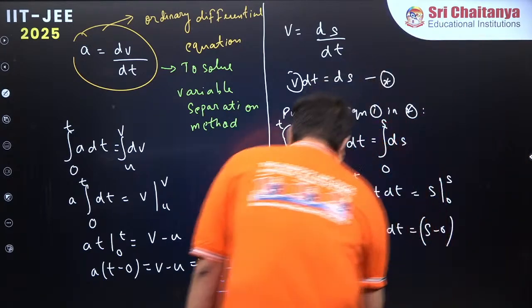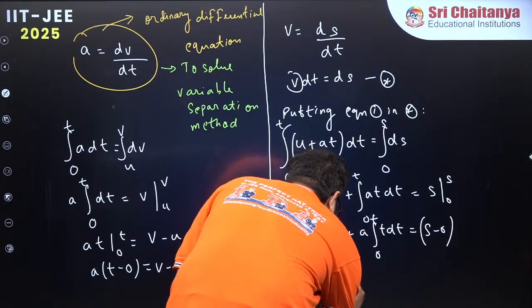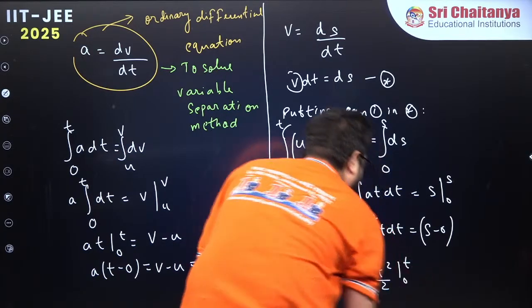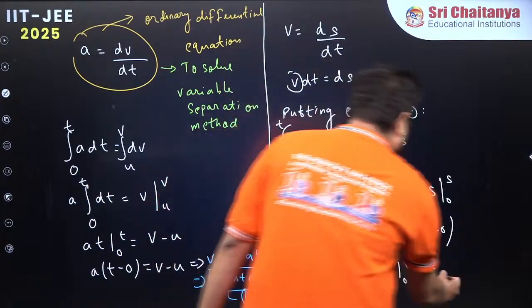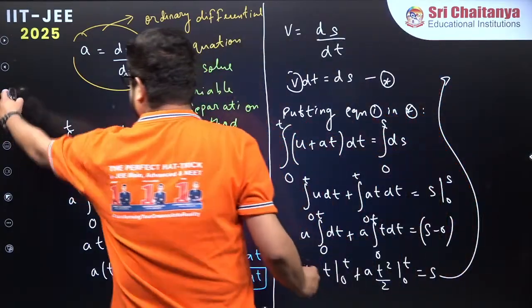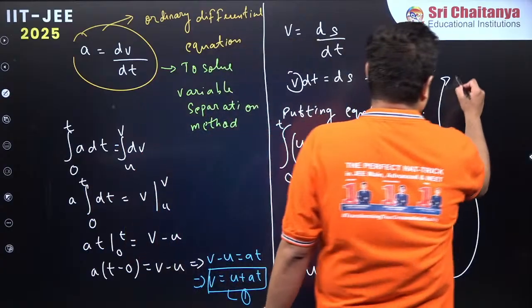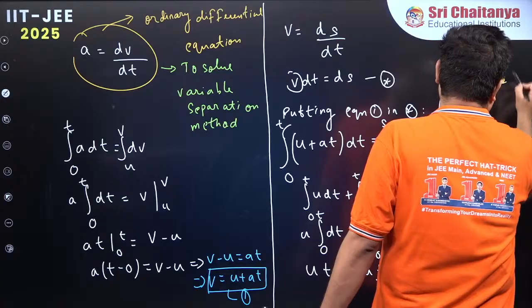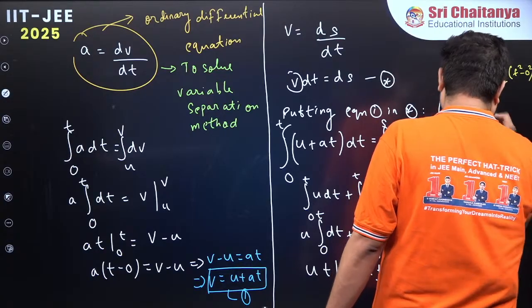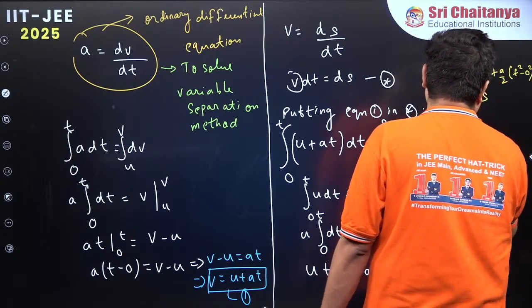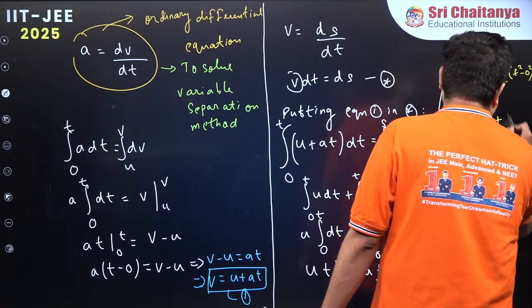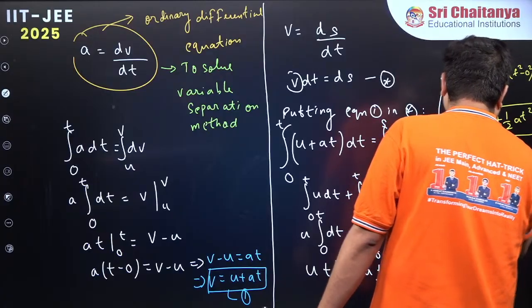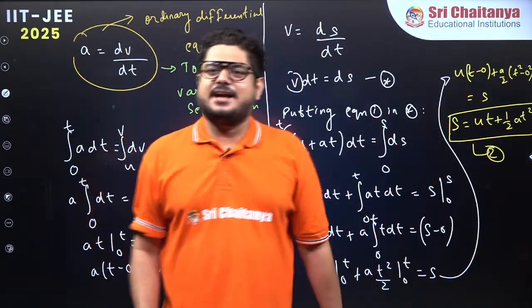Yes, correct. So it's going to be ut minus of 0, ut limit 0 to t, plus a t square by 2, 0 to t is equal to s. Put the limits over there, then I will be coming across the second equation, which is ut minus of 0 plus a by 2 into t square minus of 0 square is equal to s. So as a result, I will be getting s is equal to ut plus half a t square, which is going to be our second equation.